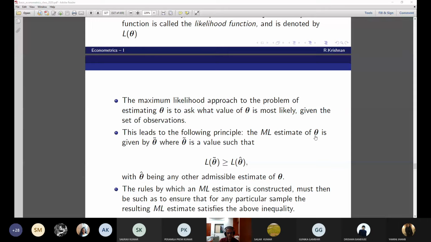Babu? Babu also is not there. Ritika? Yes, sir. Do you follow this point? Yes, sir. Okay. Sanjana?